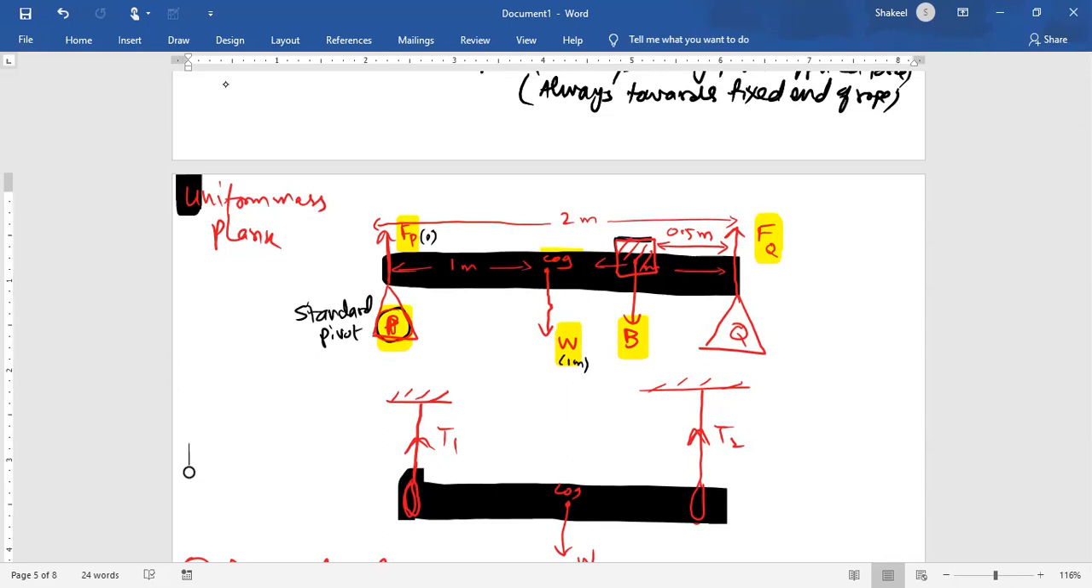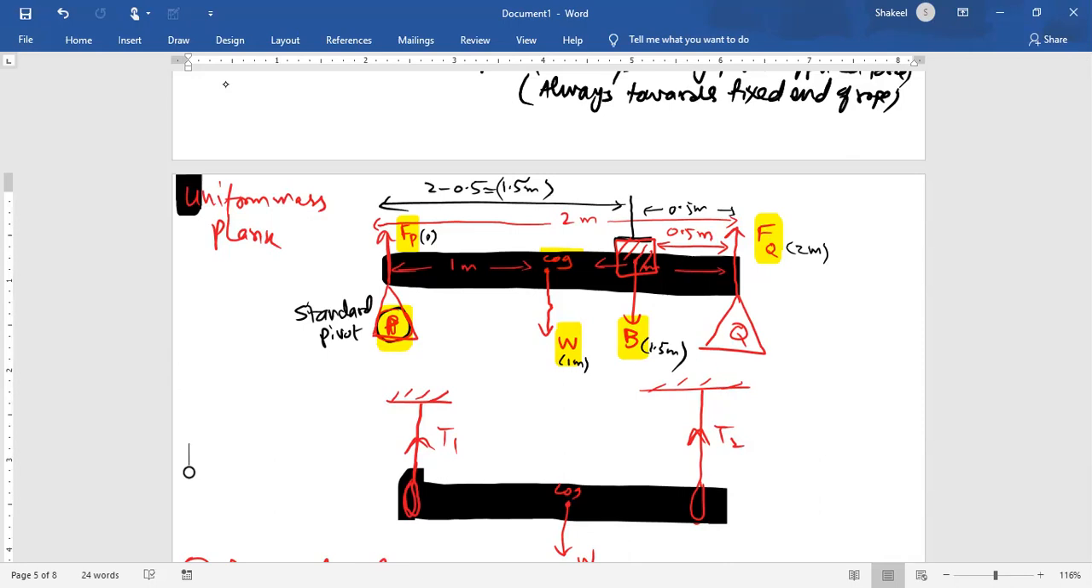For FQ, it is 2 meter because FQ is 2 meter away from P. What about B? The total is 2 and this is 0.5 meter, so you will subtract it. 2 minus 0.5 is 1.5 meter, because you have to measure the force distance from the pivot, so its distance will be 1.5 meters. So you will write all the distances with the forces.